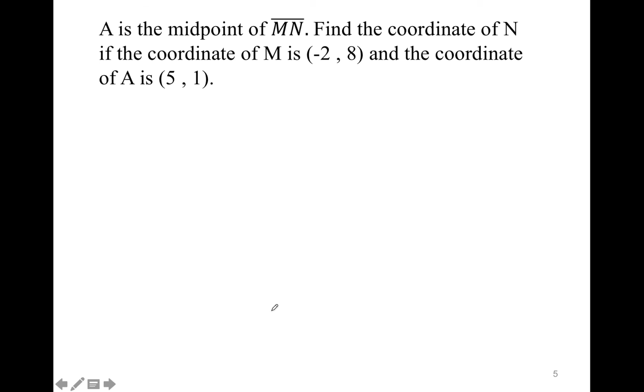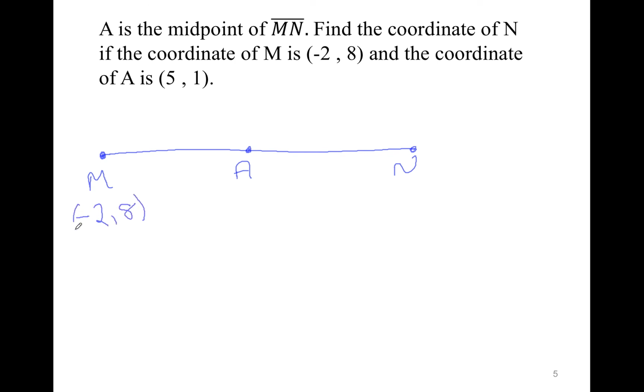So we'll try the same thing here. If they're giving us the midpoint, make it nice and big so it's easy for us to see. We got M, A, N. It says M is negative 2, 8. A is 5, comma 1. Find the coordinate of N.